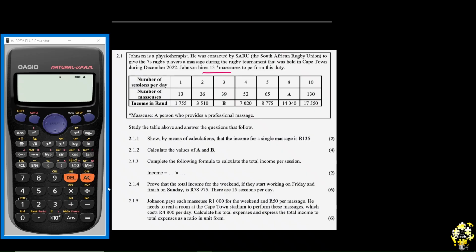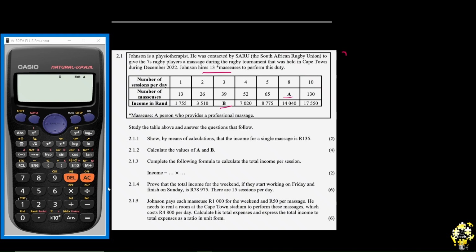By now, there are marks that are just there for the taking. And they are indeed there for the taking. Well, for us who have been here from the first lesson, I guess. 2.1.1. Show by means of calculations that the income for a single massage is 135.